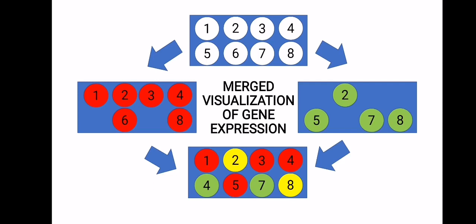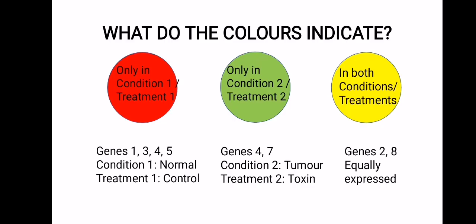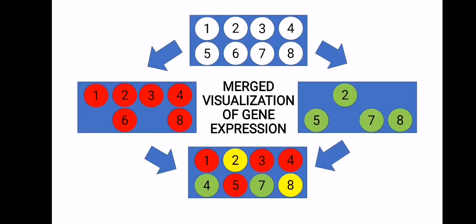So the merged visualizations of gene expressions will come out with this kind of result. We have red results and also green results, and this is the final product. We have green, red, and also yellow. Genes 1, 3, 4, 5 are in red, genes 4 and 7 are in green, and genes 2 and 8 are in yellow. This is what we can see based on these results.